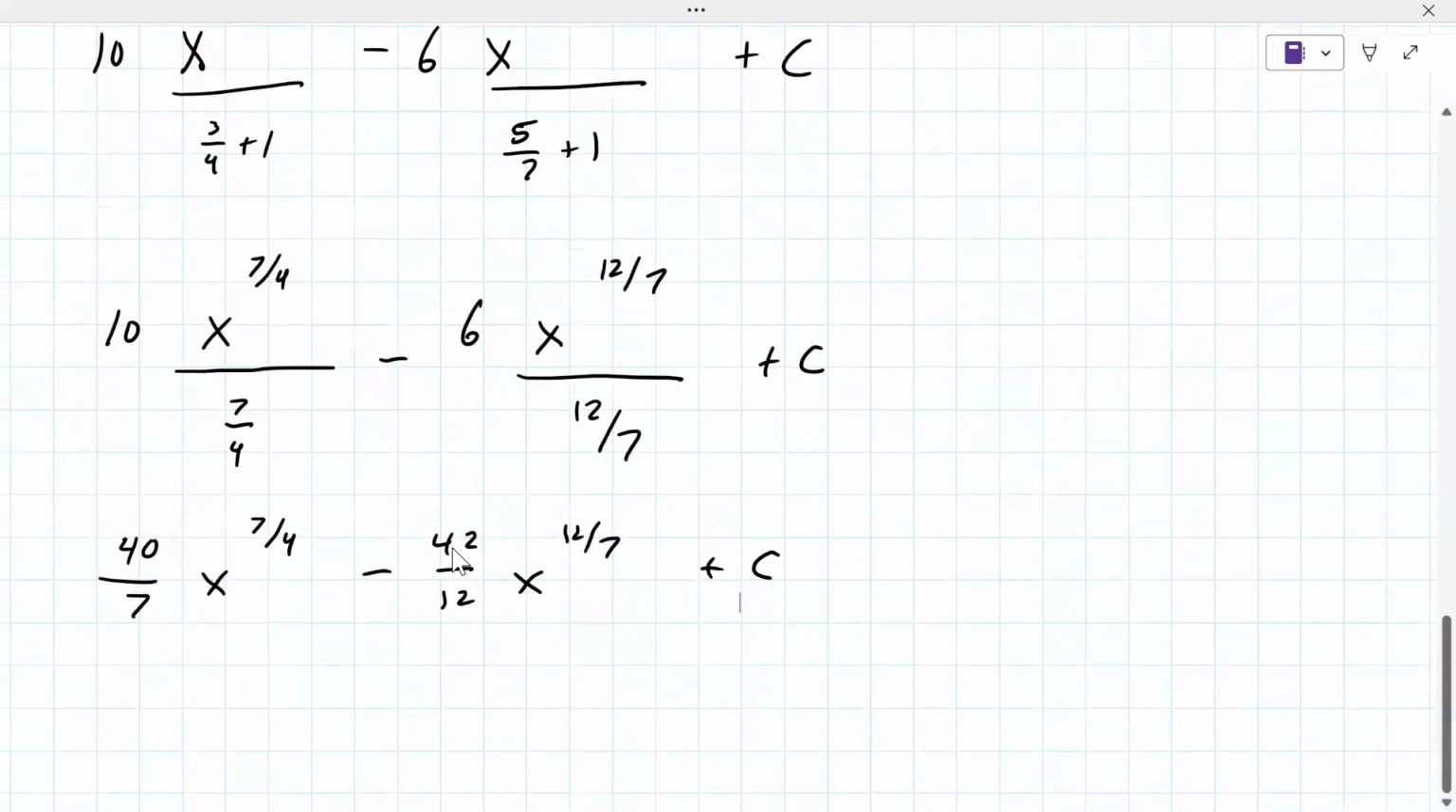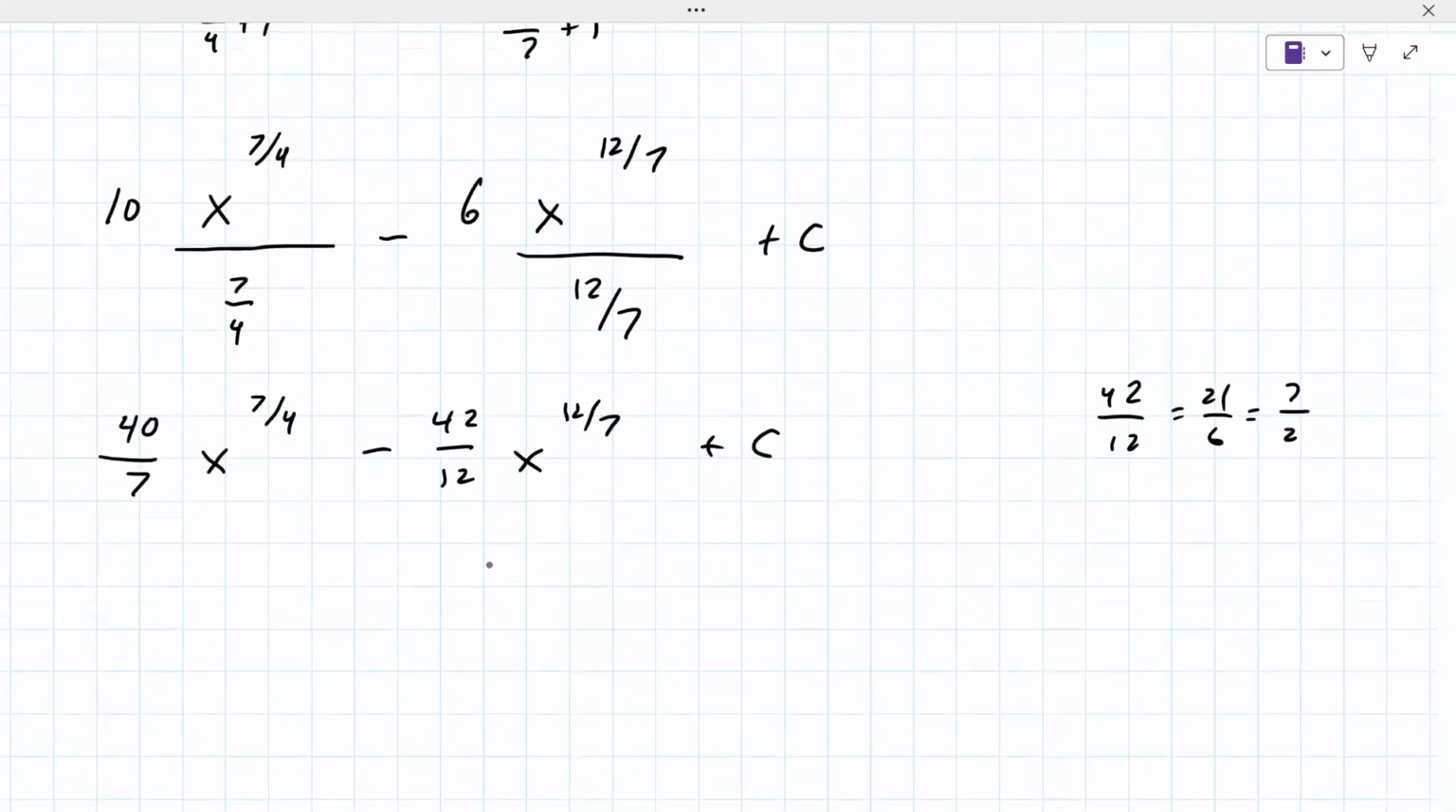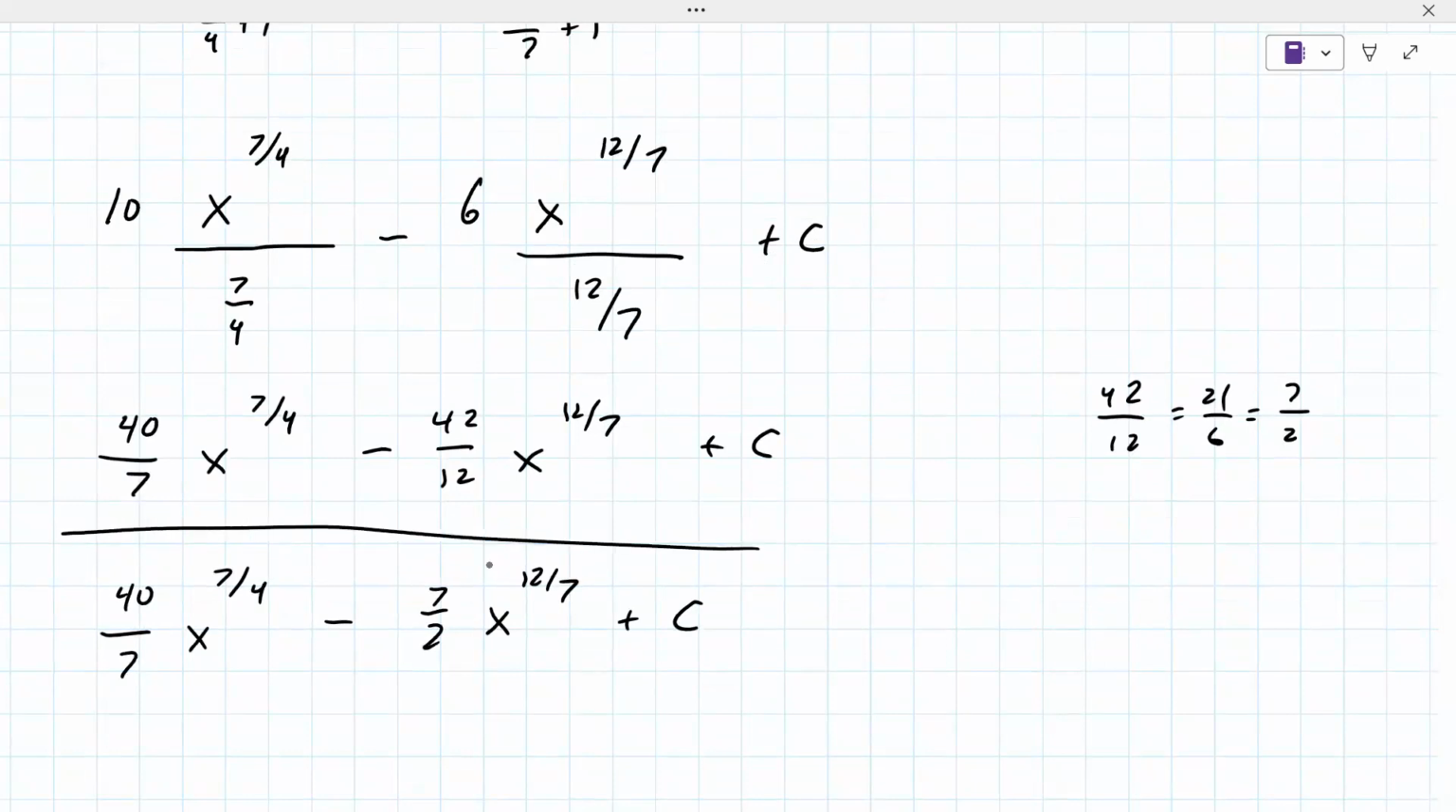And then you can reduce this fraction here. This is 42 over 12. What's that? 21 over 6, and then divide by 3, 7 over 2. So it ends up being 40 over 7 x to the 7 over 4 minus 7 over 2 x to the 12 over 7 plus c.